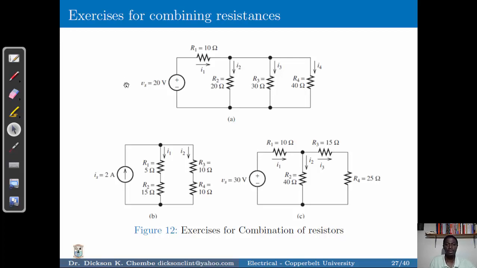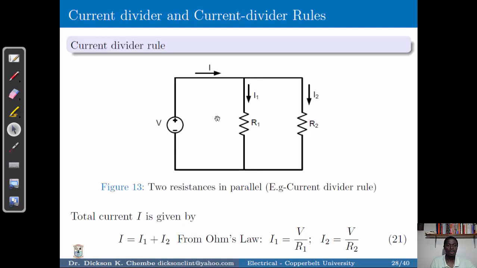Hello my friends. So we did mention that we are going to carry on and look at these questions, that is question A, question B and question 3. But before we look at those questions, I wanted us to look further and see the current division and the voltage division rule. So we begin with what we call the current divider rule. This is going to simplify a lot of understanding of these questions when we look at how current splits.